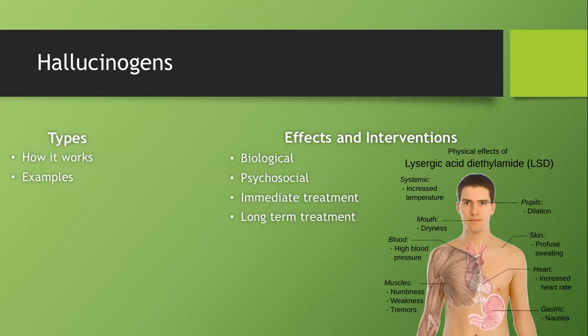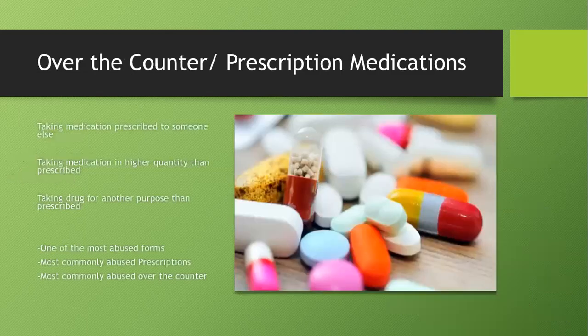Long-term treatment is we would want to provide therapy, sobriety, and prevent relapse. For over-the-counter and prescription medications, we have to do a thorough assessment to consider when abuse is occurring. So we consider it abusive when they take the medication prescribed to somebody else, if they take the medication in higher quantity than what's prescribed, or if they take the medication for a purpose other than why it's prescribed.